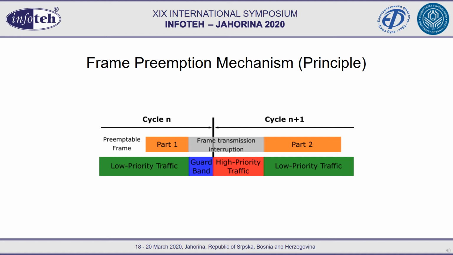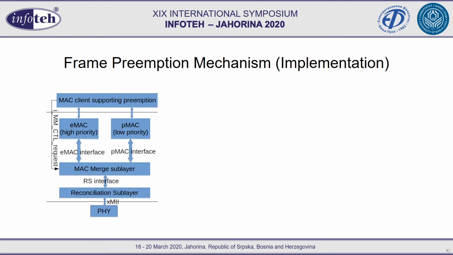So in this case, frame preemption mechanism differentiates low priority traffic or preemptible traffic and high priority traffic or express traffic. In order to support that, it provides two MAC units, EMAC for express traffic and PMAC for preemptible traffic. In order to reassemble preempted frames, there is a MAC merge sublayer responsible for that.